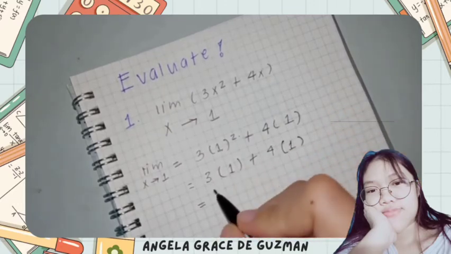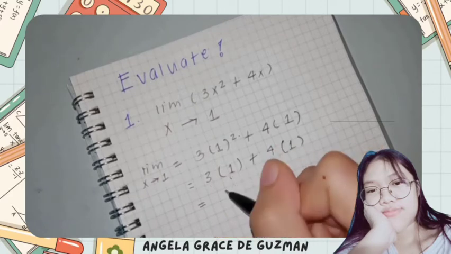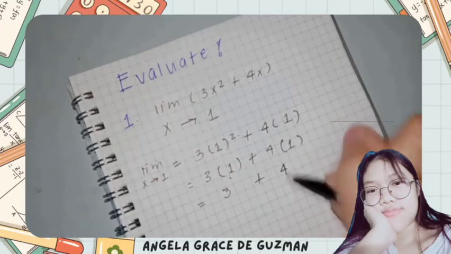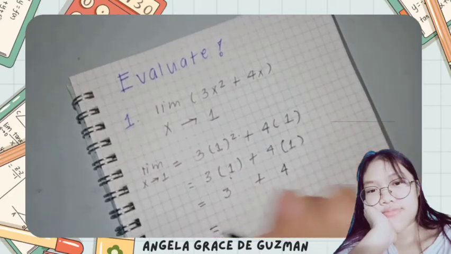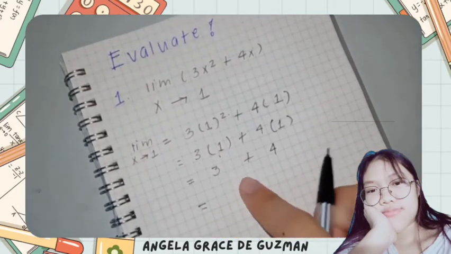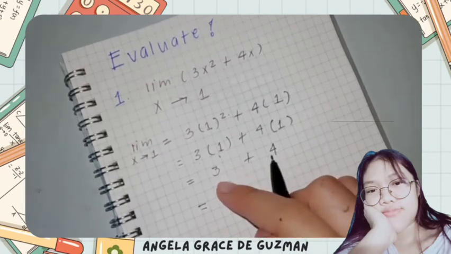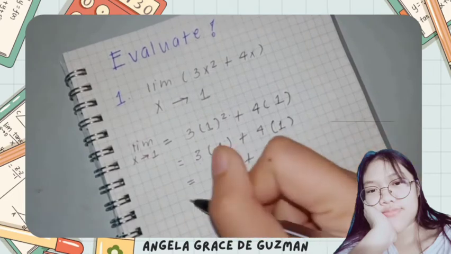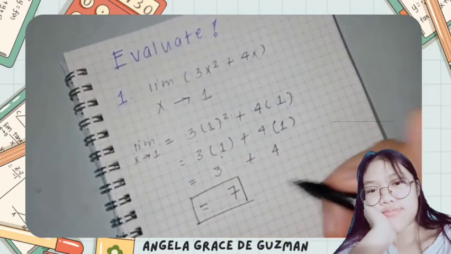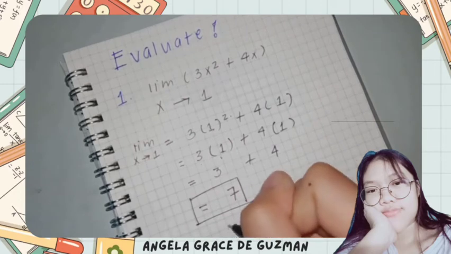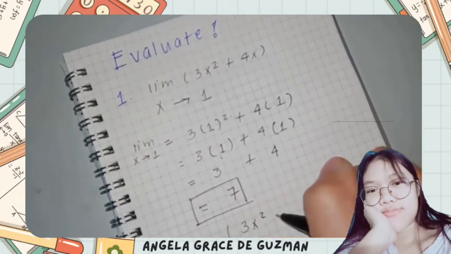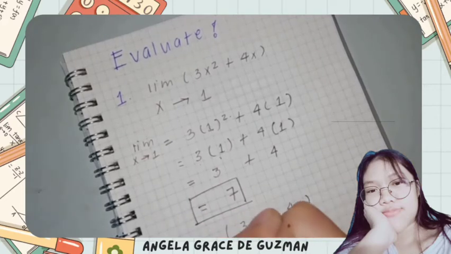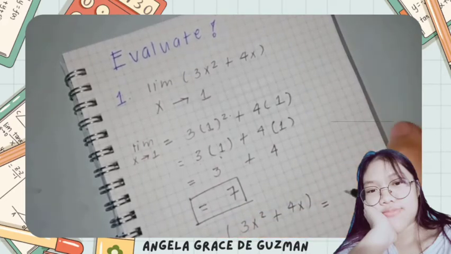And then the next step is 3 times 1 is equals to 3. Then ganun din, 4 times 1 is equals to 4. Then lastly, we are going to get the sum of 3 plus 4. So it will be 7. So the answer is 7. So the limit of 3x squared plus 4x as x approaches 1 is equals to 7.